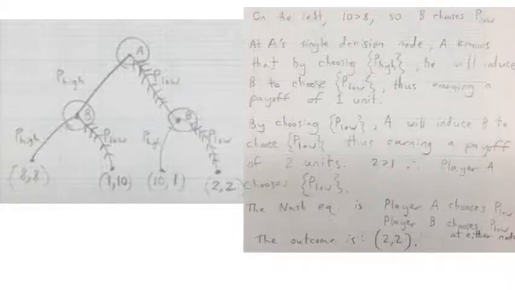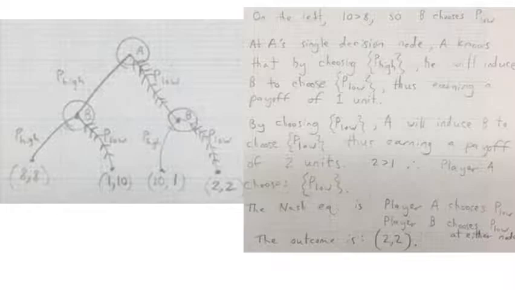And you'll see that reasoning on the next slide. Yes, so on the left side decision node for player B, 10 is greater than 8, so B chooses to price low. And then we move up, because we've done all the decision nodes for player B, and we say at A's single decision node, well, A knows through backwards induction that by choosing to price high, he or she will induce B to choose to price low. So if A prices high, A puts B at B's left side decision node, and then B would price low.